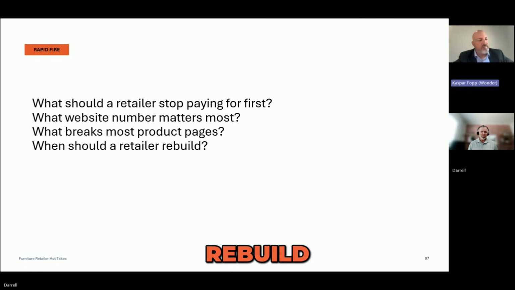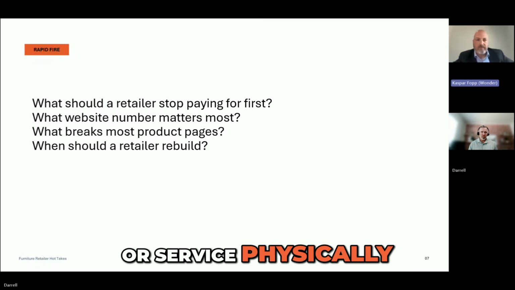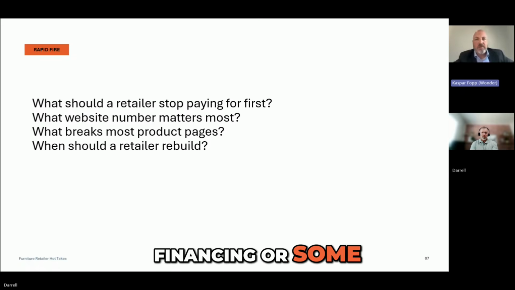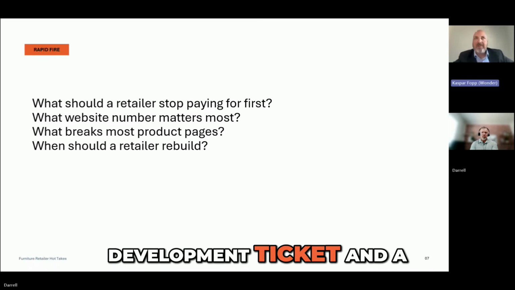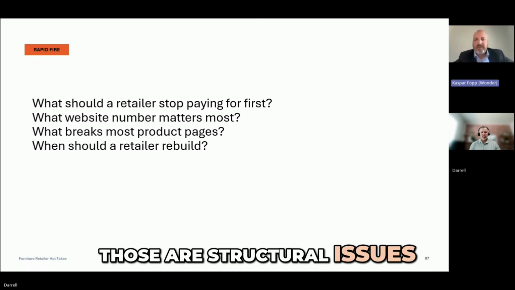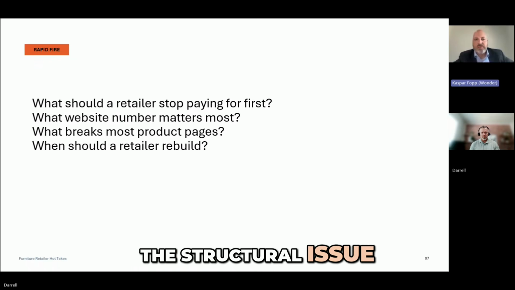I would say rebuild only when the platform or service physically can't do the job. If it won't accept, for example, automated product feeds, or you don't have admin access, or you can't add financing or a lead capture without a development ticket and the 2-week wait, right? And then it's, oh, my person is on vacation. Those are structural issues. Usually the header isn't the structural issue, right?